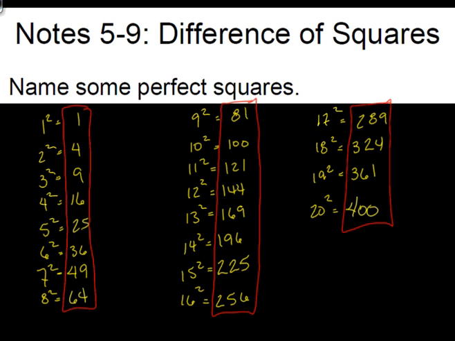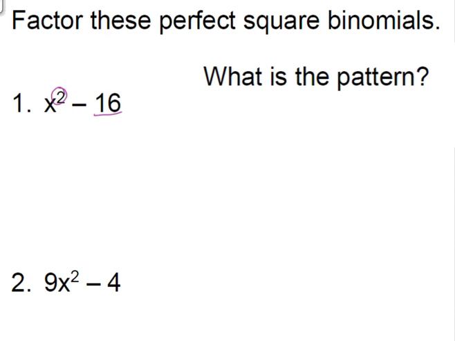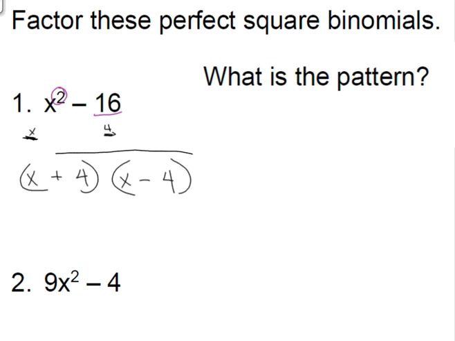So what's the square root of 16? Well, that would be 4. And the square root of x squared would be x. So what I'm going to do is automatically drop down and put 2 sets of parentheses. I put the square root of the first one, x, in the first spot. I put the square root of the second number, 4, in the back spot. And then I put 1 plus and 1 minus in between them. And that's how we factor the difference of squares.